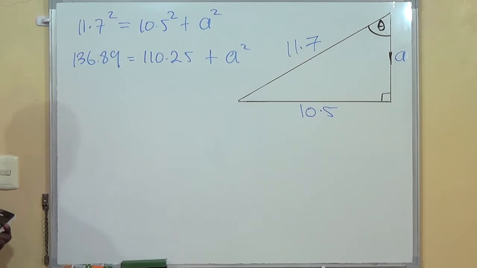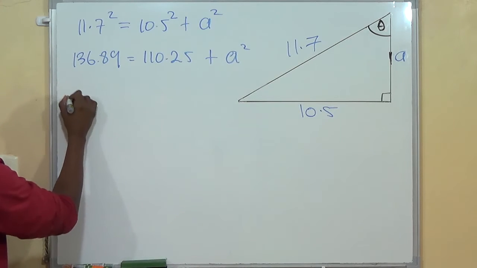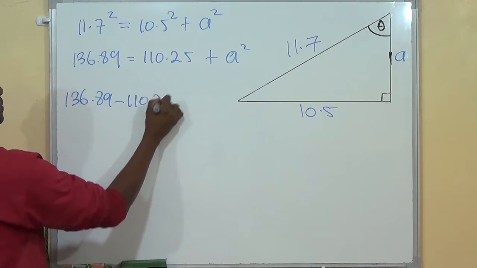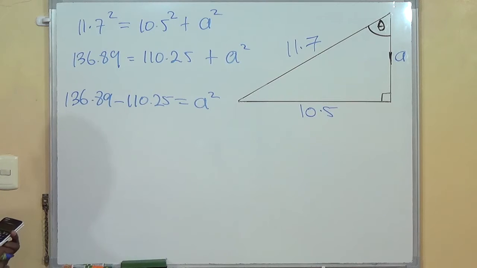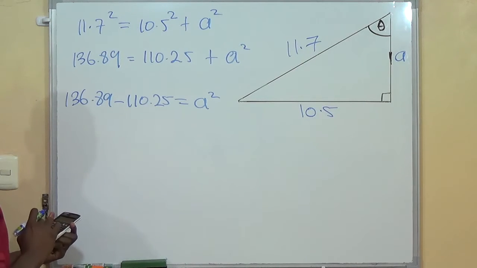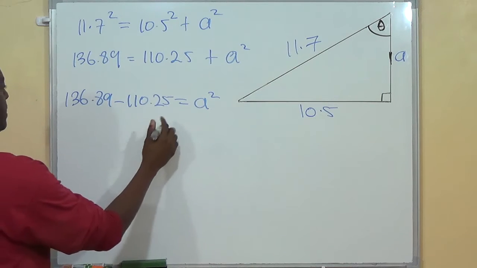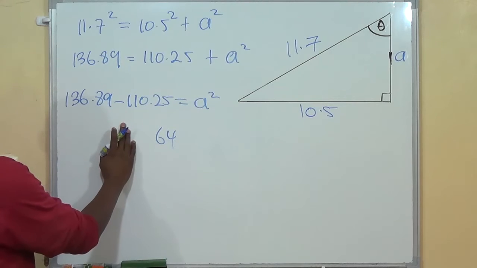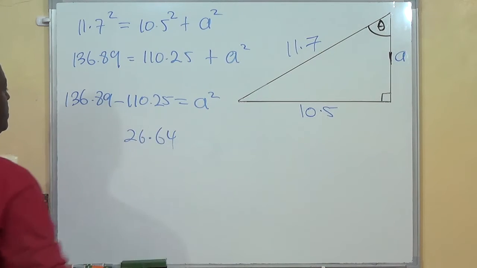And of course, just as we did in the last working, we take this and we carry it across here. So you have now 136.89 minus 110.25 is equal to a squared. So let us see, minus, we could do this mentally too, right? 89 minus 25 is 64. 136 minus 110 is 26. So you get 26.64.